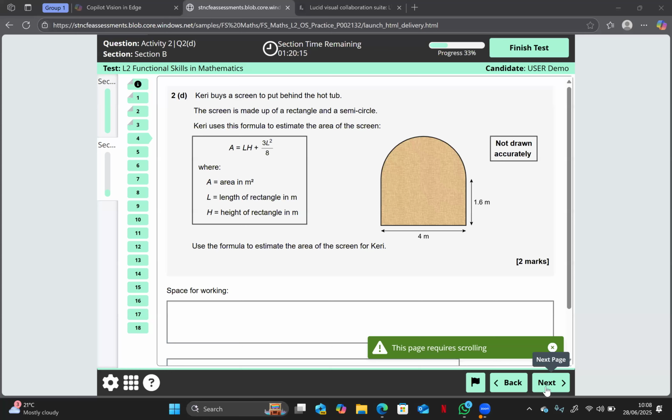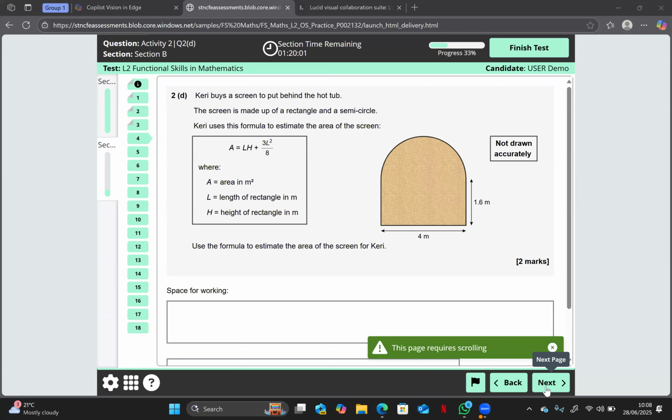Kerry buys a screen to put behind the hot tub. The screen is made out of a rectangle and a semicircle. Kerry uses this formula to estimate the area of the screen. Use the formula to estimate the area of the screen.